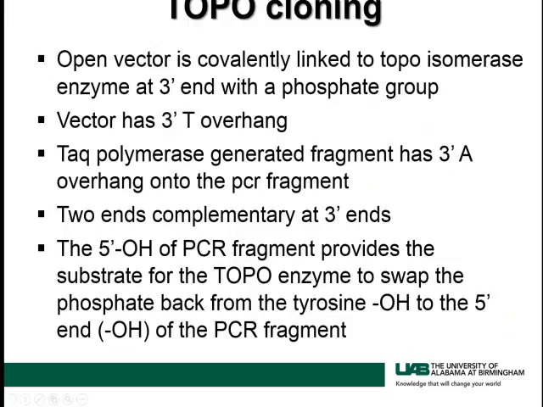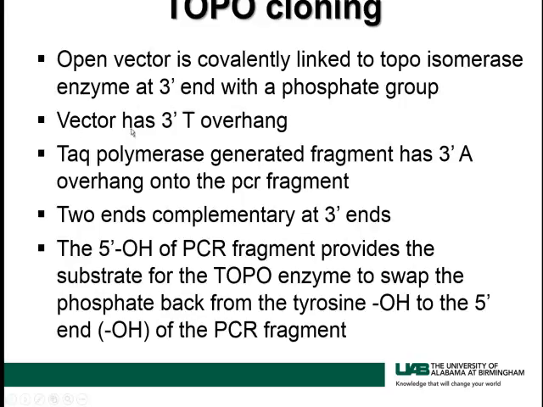Topocloning consists of an open vector that is covalently linked to topoisomerase enzyme at the 3' end with a phosphate group. Again, you remember I said this is strange, but it's linked to the 3' end through the hydroxyl group on tyrosine, but it links to the phosphate that is located at the 3' end of the vector, one of the strands of the vector.